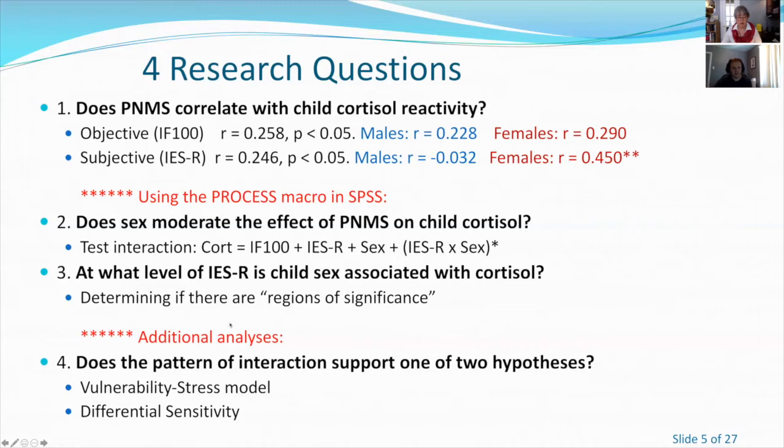Then we'll walk you through some additional analyses to determine if the pattern of interaction supports one of two hypotheses or neither of them. The first is the vulnerability stress model, and the other is differential sensitivity.